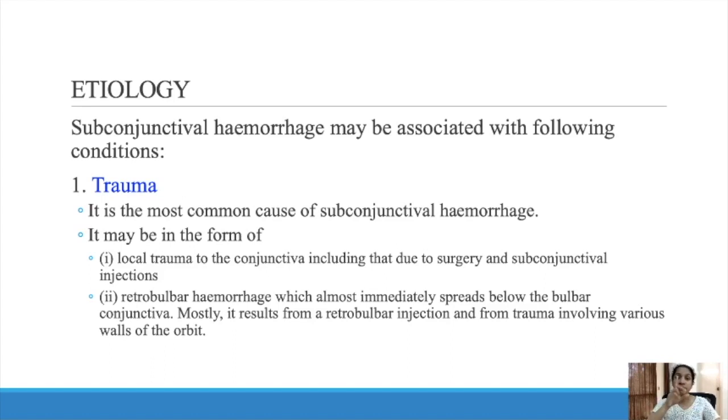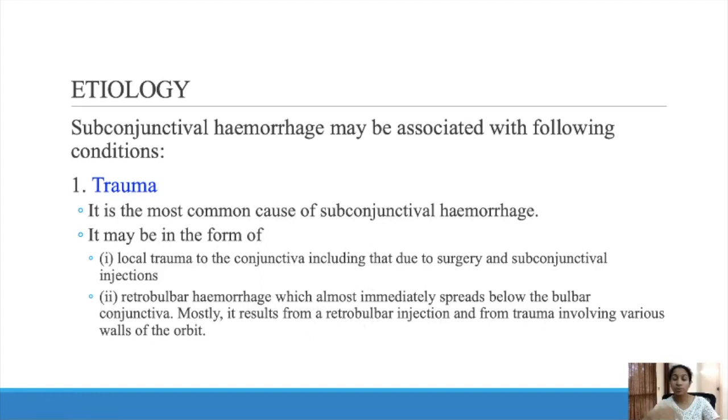So among the causes, the first one is trauma. That can be a local trauma or retrobulbar hemorrhage. In a local trauma, it may be due to any surgery or subconjunctival injections. But in retrobulbar hemorrhage, it is mostly due to retrobulbar injections or trauma involving various walls of the orbit.